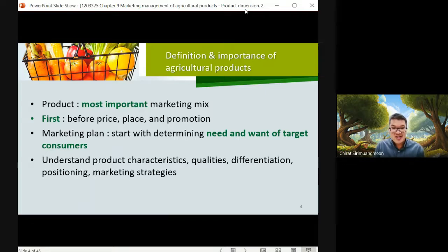So, what is actually important about agricultural products? Why do we need to think about these products? Of course, think about this one first.